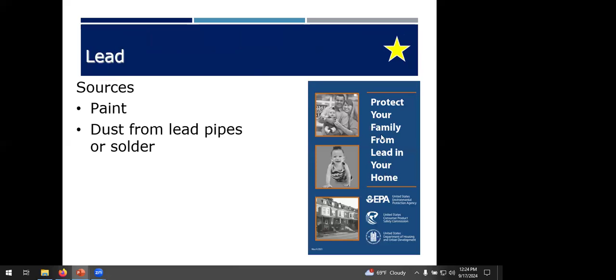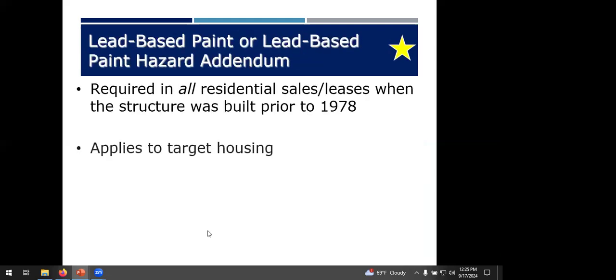When we first started talking about lead, you see this booklet over here, Protect Your Family from Lead in Your Home. The EPA has provided this booklet to help educate the consumer. You could go to the EPA's website and find it. You don't need it for your test. In the real world, your firm should have this available so you can provide it to the consumer to help educate themselves on buying or living in a property with possible lead in it.